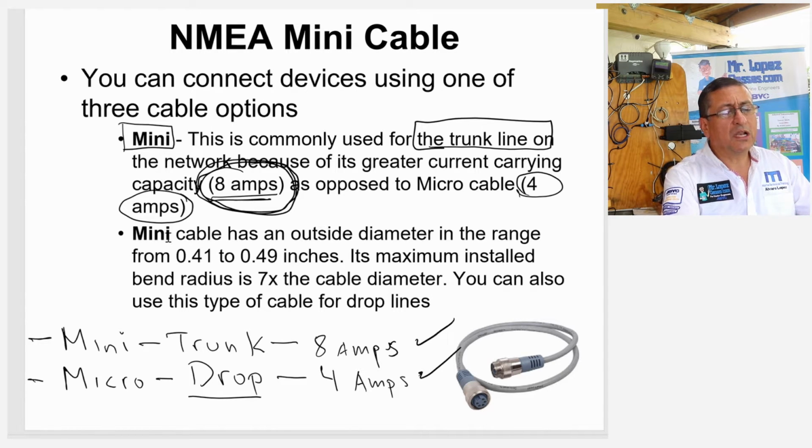Other information is related to the mini cables. The mini cable's external diameter is between 0.41 and 0.49 inches, and the maximum bend radius is 7 times the diameter of the cable. You can bend those cables 7 times the diameter of the cable.